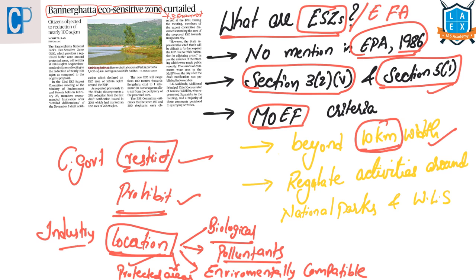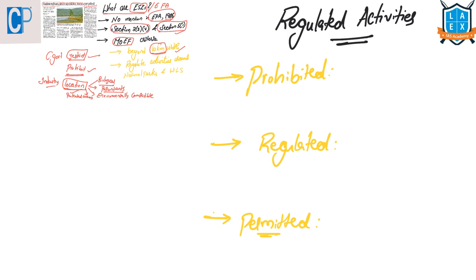The aim of bringing in this ecologically sensitive zone is to regulate certain activities around these national parks and wildlife sanctuaries, in order to minimize the negative impacts of those activities. So, what are the activities that are allowed and what are the activities that are prohibited in these areas? Now, let us see what activities are prohibited in an eco-sensitive zone.